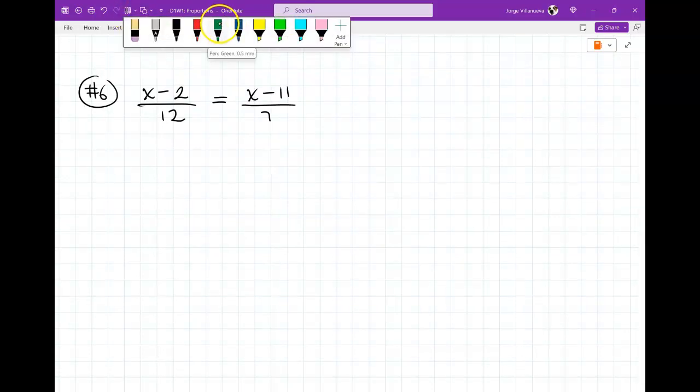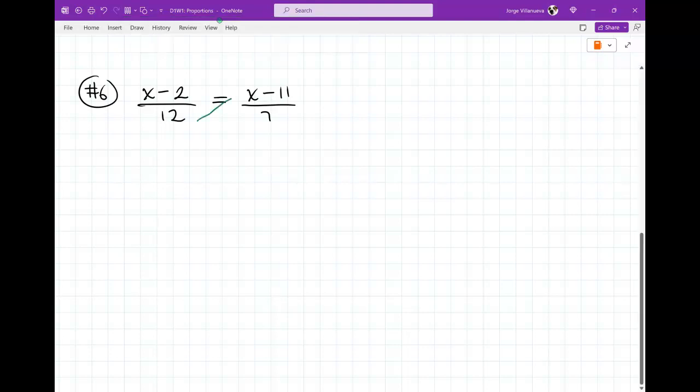So again, all you're going to do is see if you can reduce, but I can't. There's no fractions that I can easily reduce. Remember, don't reduce that 2 and the 12 on the left side. Since x minus 2 is stuck together, you can't just chop stuff off, right? So leave it the way it is. We're going to cross multiply. So you're going to get 7 times x minus 12 equals 12 times x minus 11.